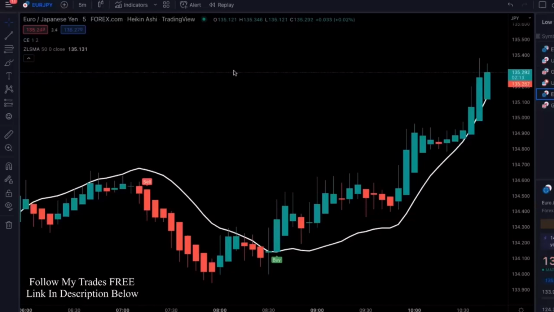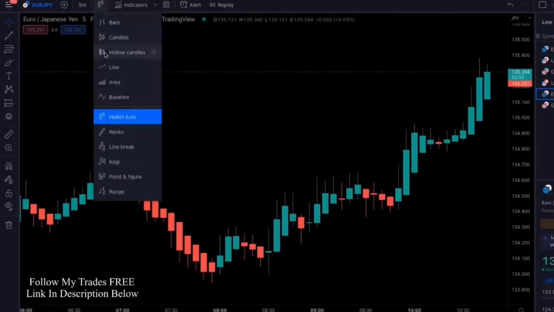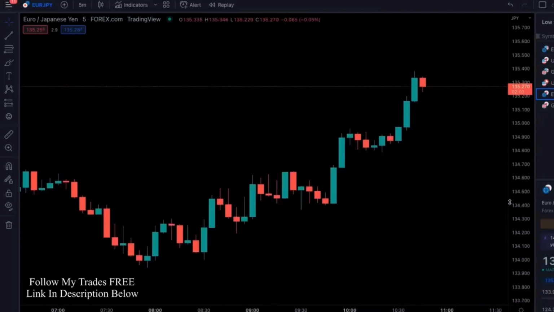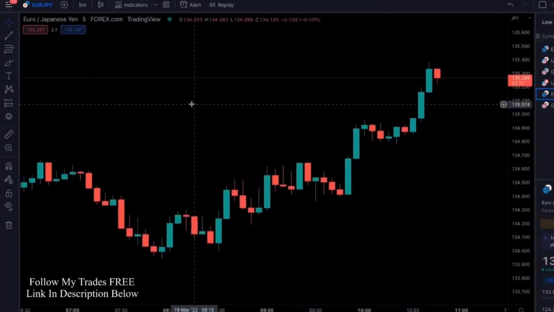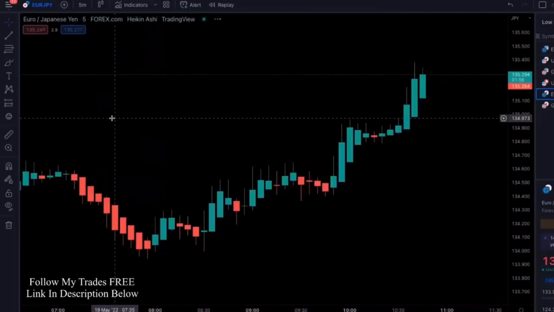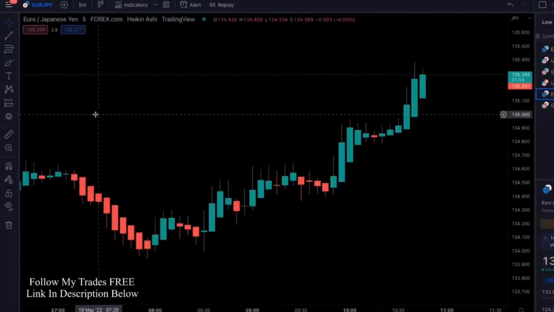When you get into TradingView, your chart's not going to look like this. So let me X out. All right, this is what your chart's going to look like. The first thing we're going to do is change the candles to Heikin-Ashi candles. And then we're going to add a couple of indicators to this.